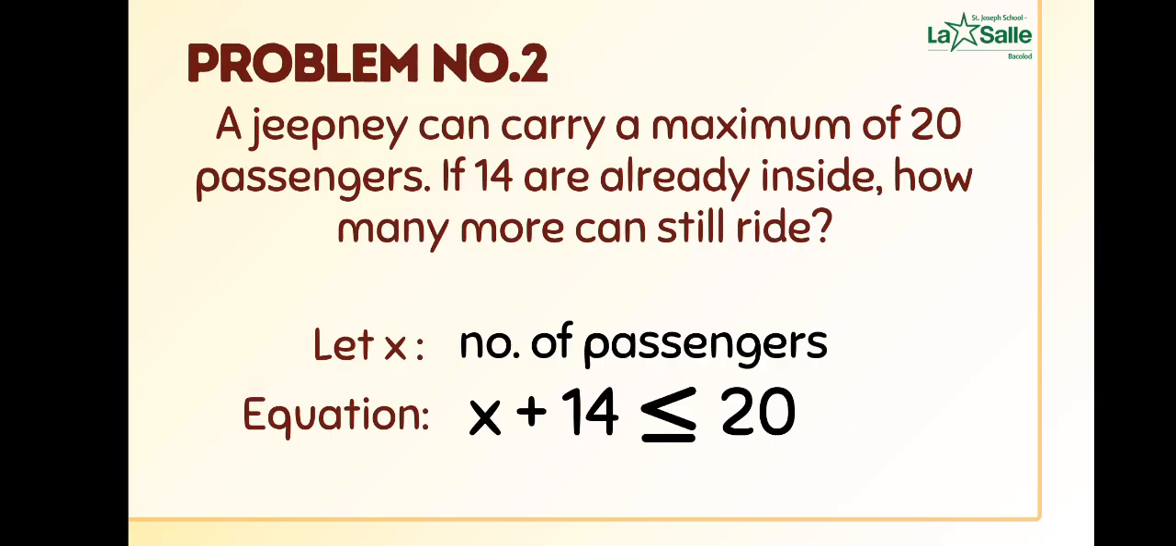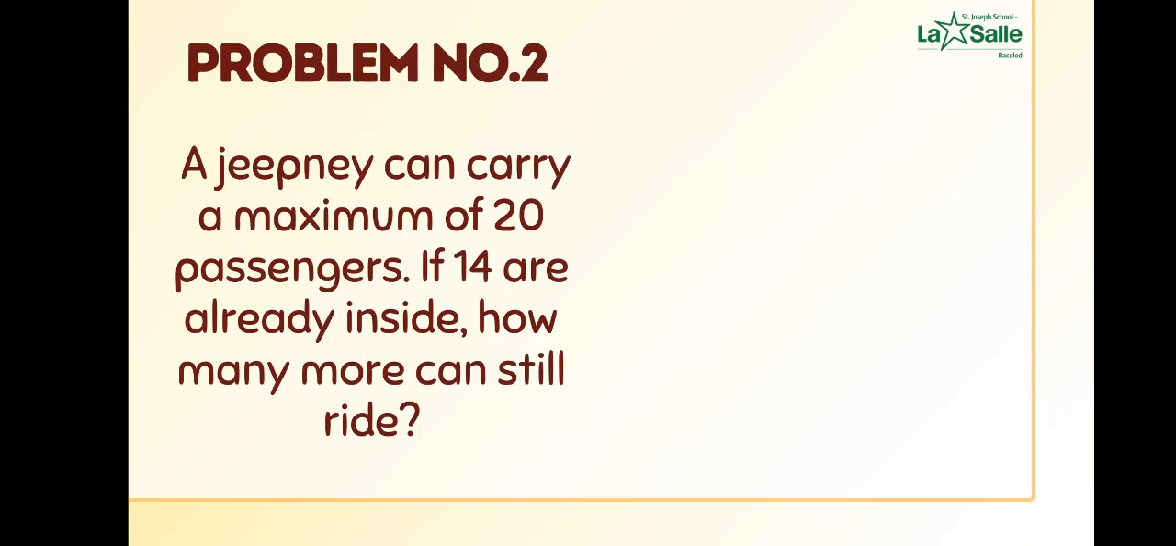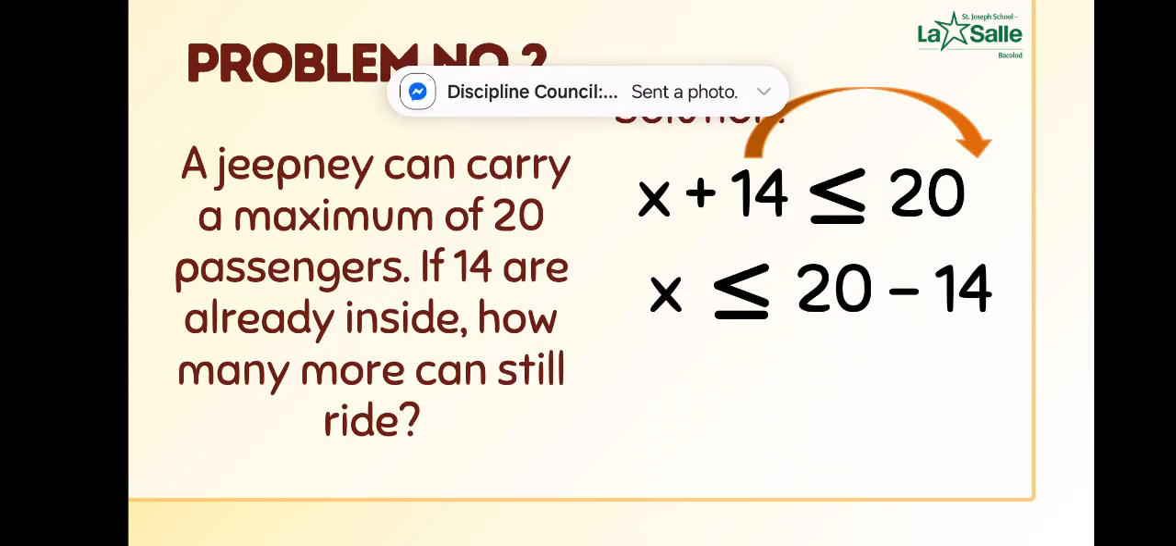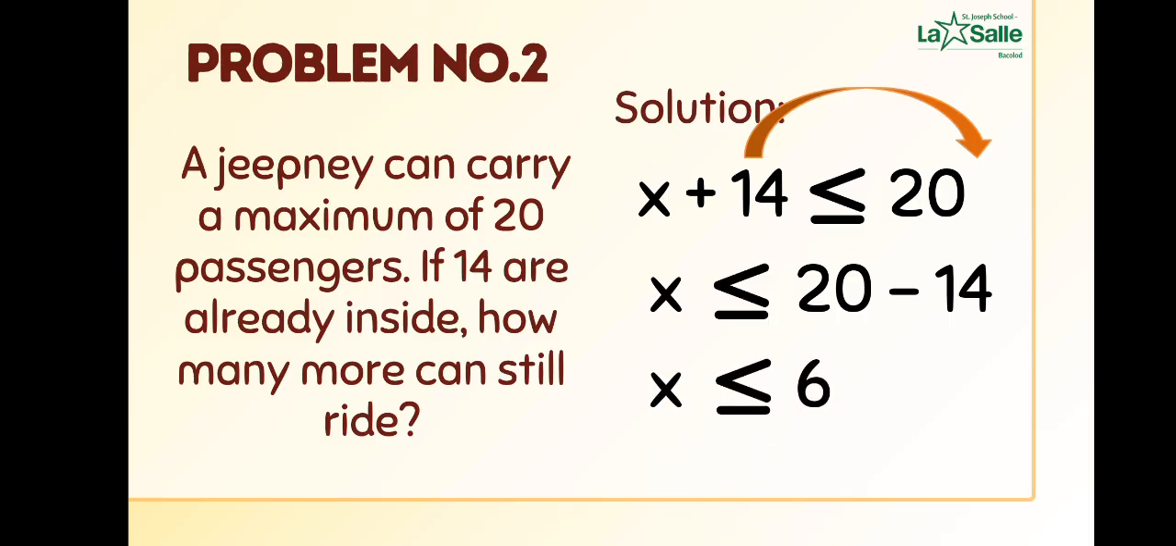So what could be the value of x? We do the transposition process. We have to transpose the positive 14, which will become a negative 14. And we subtract 14 from 20, it becomes 6. So x is less than or equal to 6.